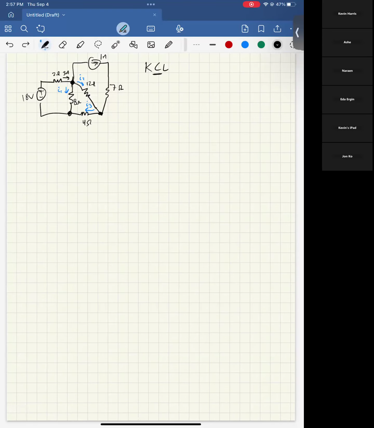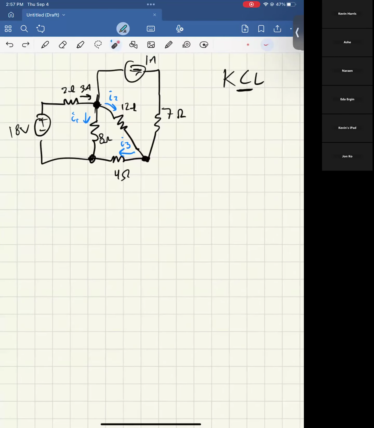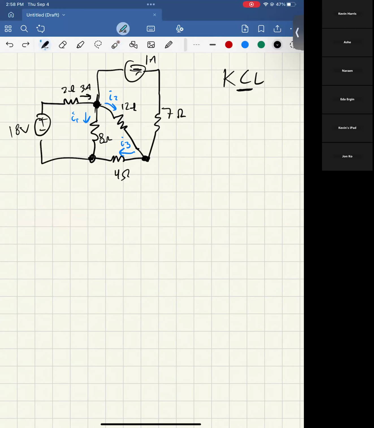So I'll start by doing a KCL equation. I'll start here, right? So what would this be? Remember, it's saying that the sum of the currents at a node is equal to 0. So if we start, we can see coming in from the left here, we have 3 amps going in. So that would be negative 3 amps, as we defined earlier.